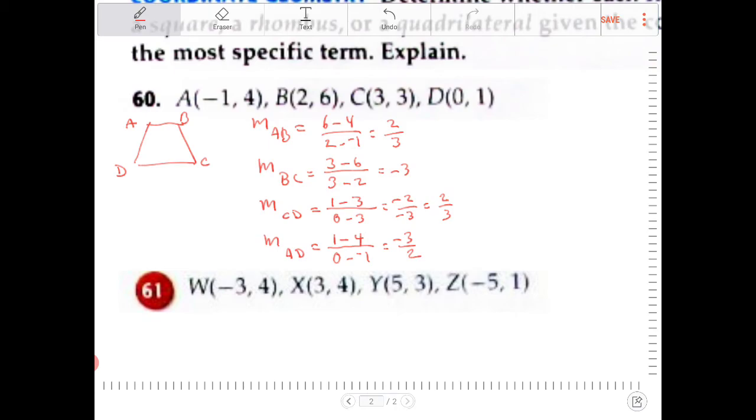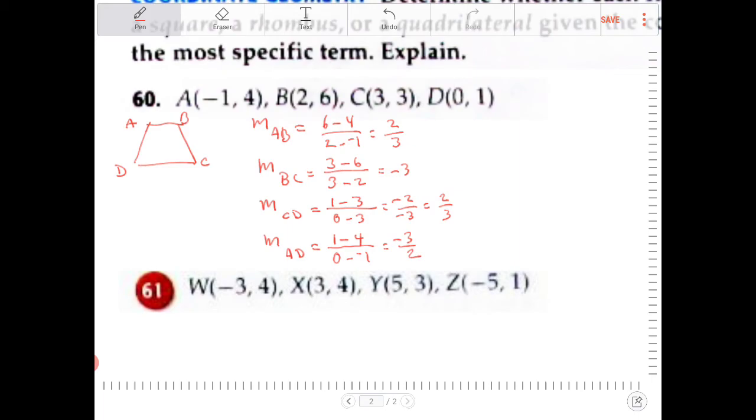So just by looking at the slopes, there are no sides that are parallel, meaning this is not a parallelogram of any kind, and it's not a trapezoid because there are no sides parallel. Is this a kite, though?